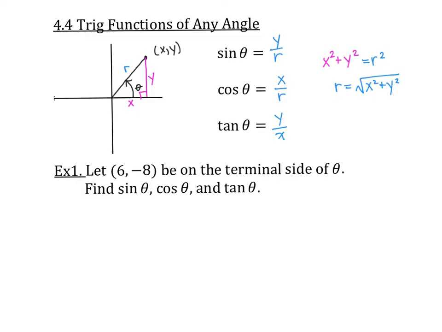Okay, before I even start, it says (6, negative 8) is on the terminal side. What that's actually just telling me is that this is in quadrant 4 because the x is positive and the y is negative. To find sine, cosine, and tangent, I actually need the r. So I'm going to use the formula that it just gave me for r. It says r is equal to the square root of x squared plus y squared. Or you could use the Pythagorean theorem.